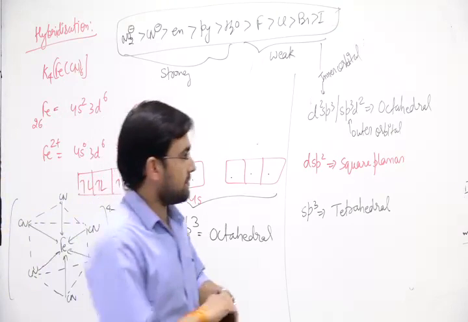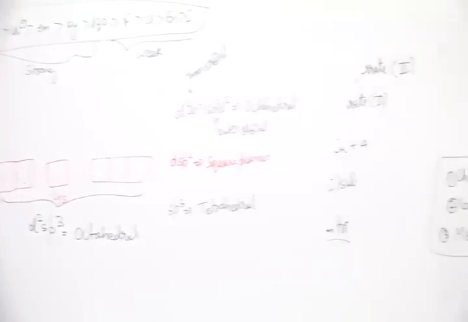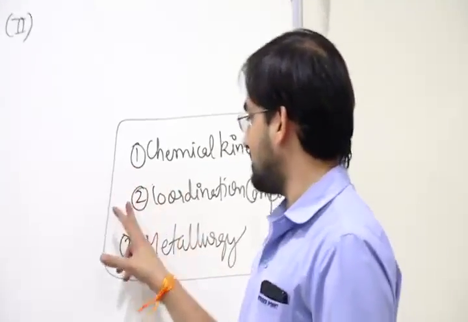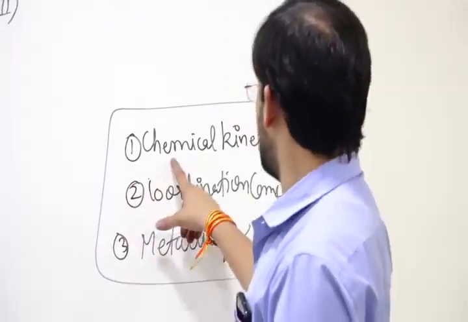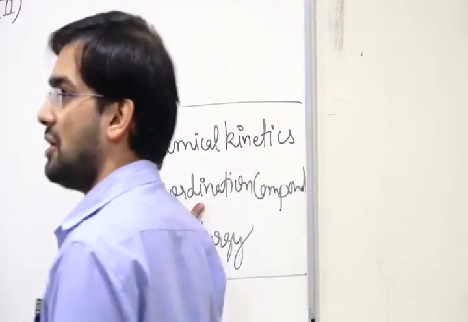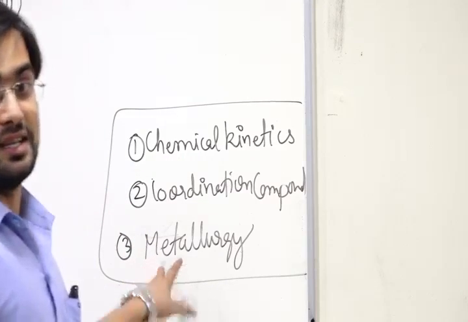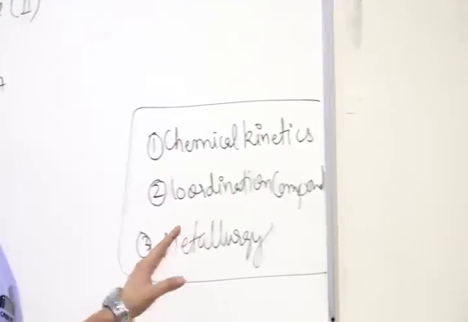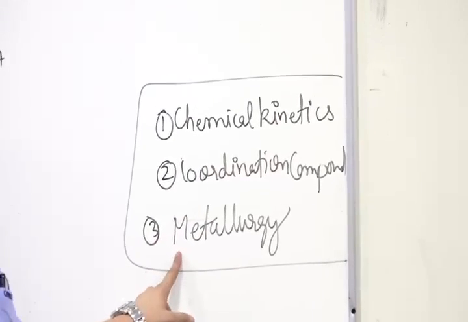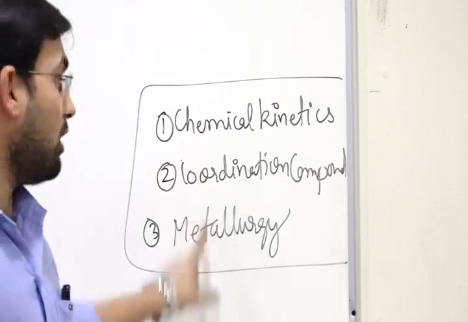We are going to finish up the syllabus today. So these are the 3 chapters in homework. First one is chemical kinetics, which I have taught today. Second one is coordination compounds, which also I have taught. Both the exercises will come in your group. Third chapter is metallurgy. This chapter you need to read from NCERT. You will get the exercises. Try to solve the exercises of all 3 chapters.